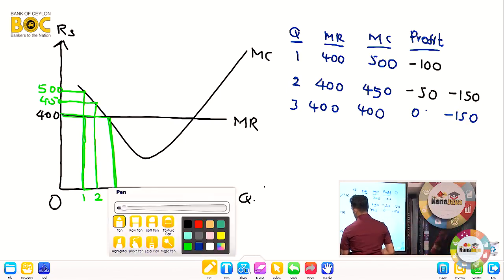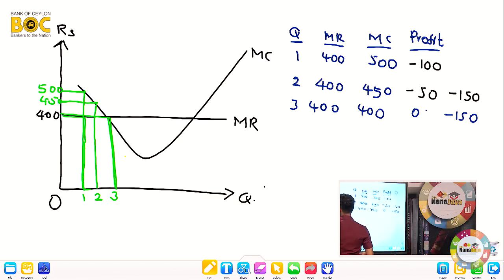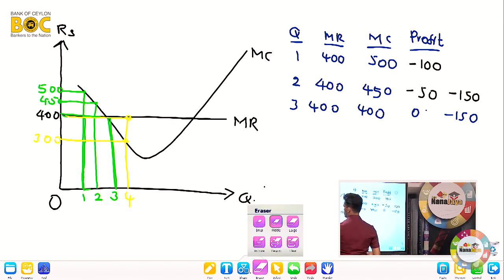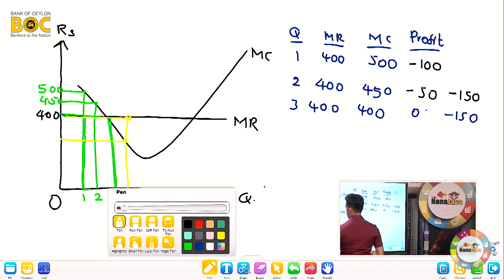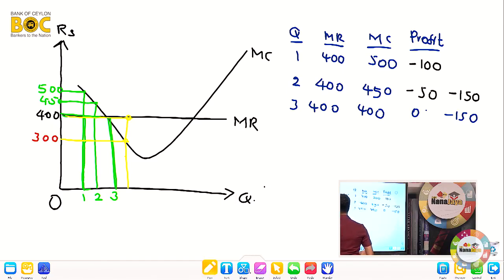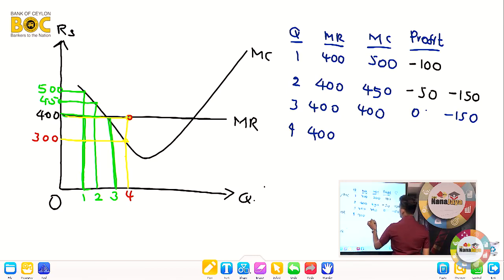And now say they are producing the fourth unit. The marginal revenue is 400. The marginal cost is, we will take it as 300. The marginal cost of producing the fourth unit is 300, whereas the marginal revenue is 400. So if the fourth unit is produced, the marginal revenue gained by the firm is 400 and the marginal cost incurred is 300. Therefore, there is a profit of rupees 100 from the fourth unit.